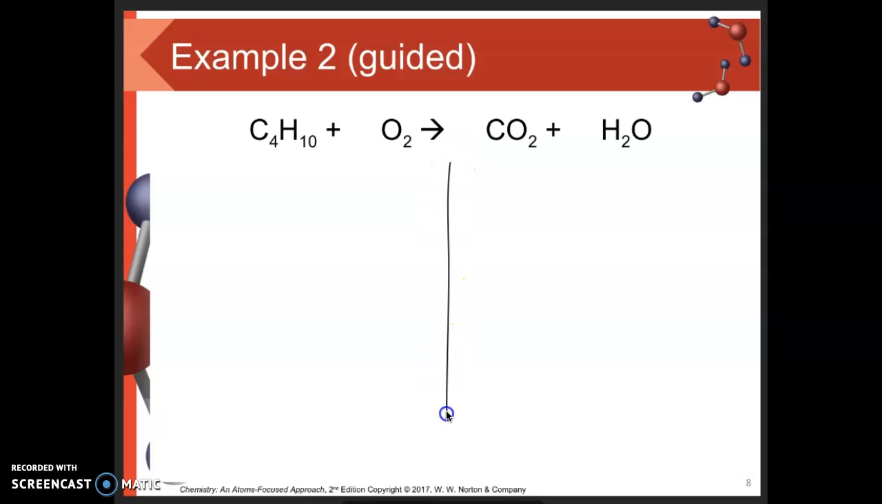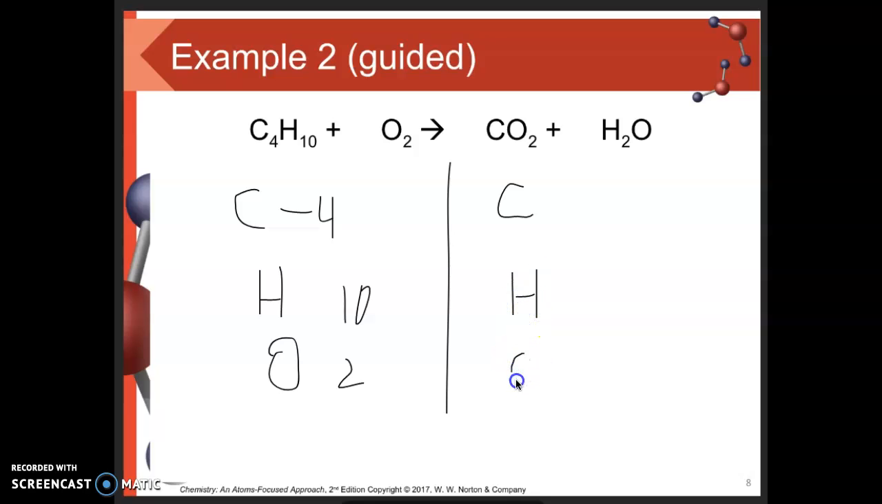And so, again, we split the equation down the middle, reactants on one side, products on the other, and we're going to break it down into carbon, hydrogen, and oxygen, the three components here. Again, notice I'm lining up the elements on each side so that I can compare directly.